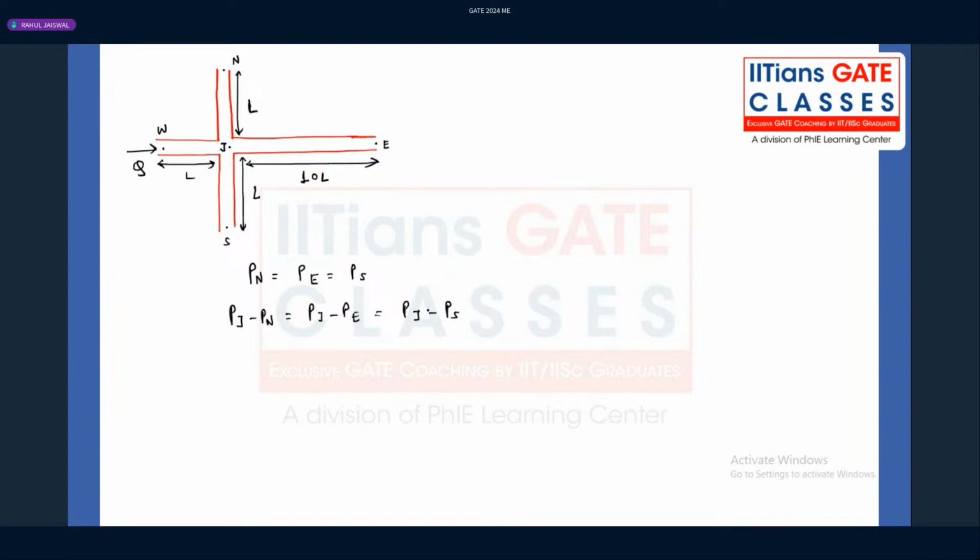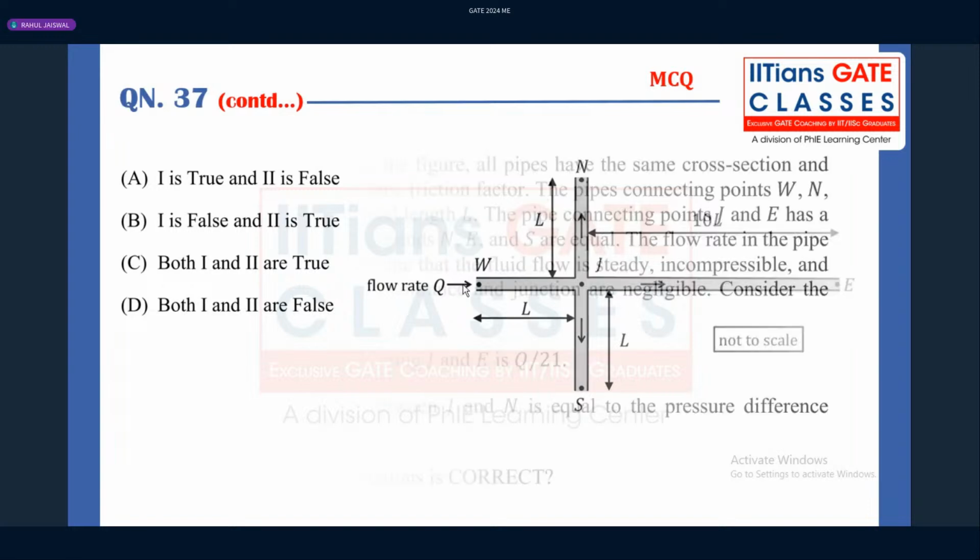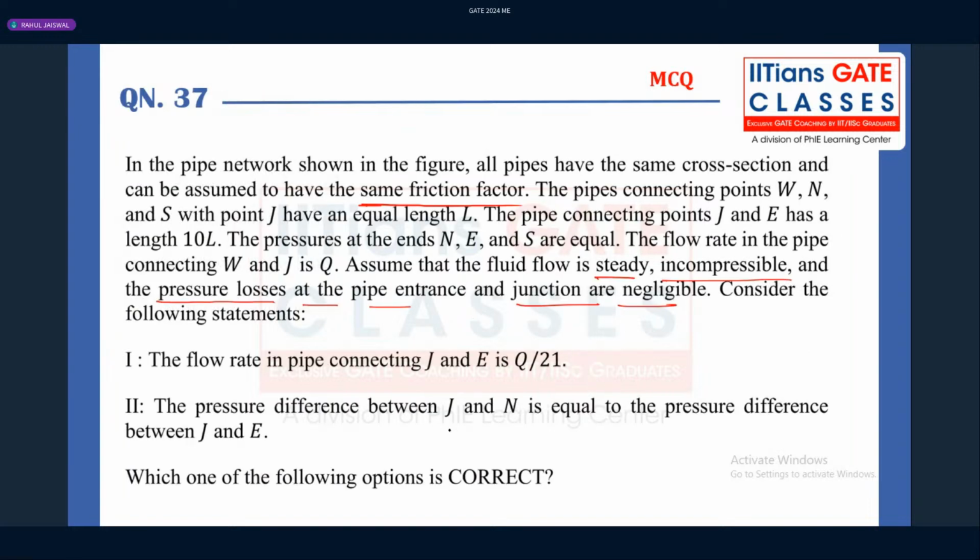After this, my dear friend, when the pressure losses are same, that means delta P in the pipe N, delta P in the pipe E, delta P in the pipe S, all are same. When this delta P is same, head loss due to friction will also be same. That is very much clear, guys. So from the second line, the pressure difference between junction J and N and the pressure difference between junction J and E will remain same. In the statement, they have mentioned the pressure difference between J and N and between J and E are equal. So statement 2 is correct.